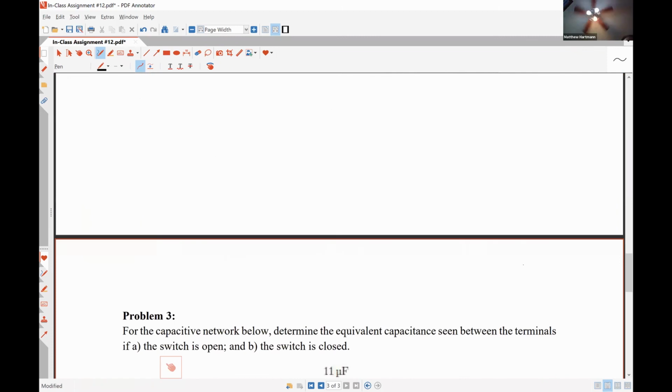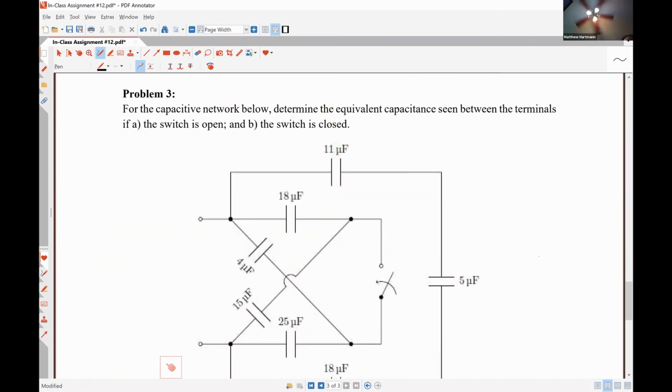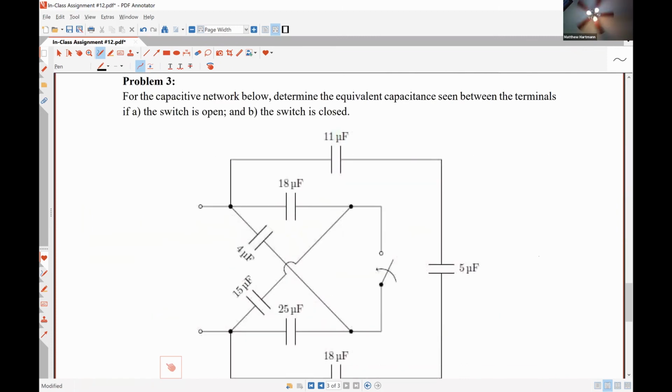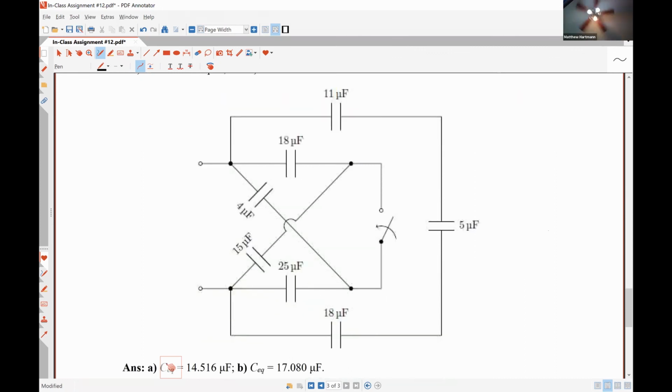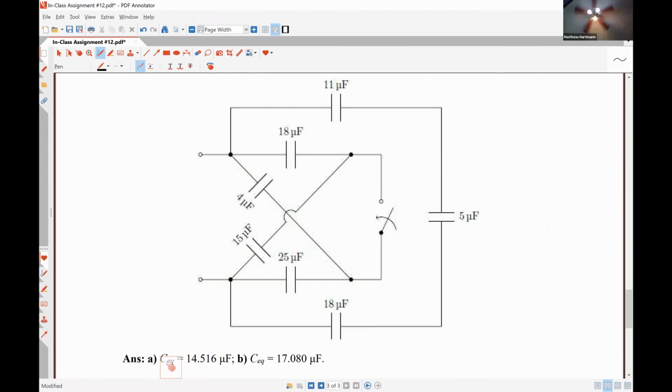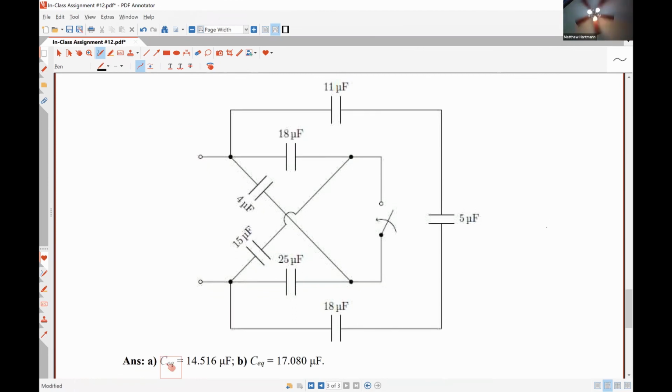Let's look at problem 3. Well, yeah, we'll do it. I was going to say, won't even bother. This should be pretty simple. But all right, for the capacitive network shown below, we're asked to determine the equivalent capacitance seen between the terminals when the switch is open and when the switch is closed. And it's got a little crossing section here that's going to make things arguably slightly more difficult.